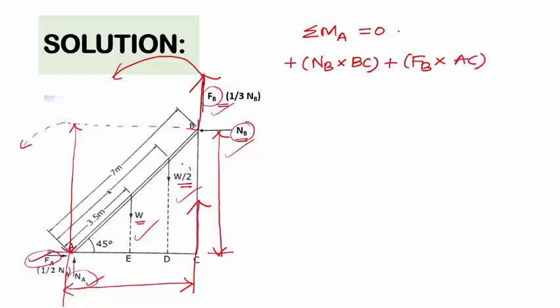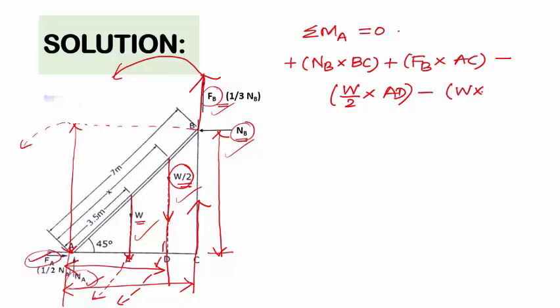Next, considering weight of the man W by 2, this force component is having clockwise rotation about point A, so the sign is minus W by 2 into the perpendicular distance between the location of this force component W by 2 and point A is AD. Next, considering the weight of the ladder about point A, weight of the ladder is having clockwise rotation, so the sign is minus W into the perpendicular distance between the location of the weight of the ladder and point A is AE is equal to 0. Okay. So to apply the third equilibrium condition, we need to calculate the perpendicular distances BC, AC, AD and AE.